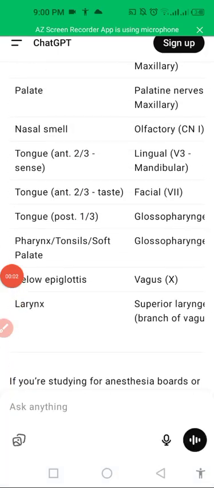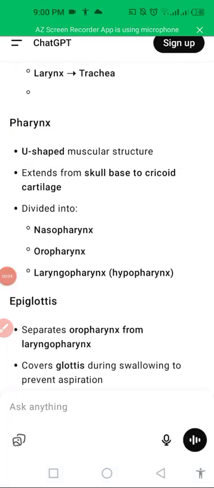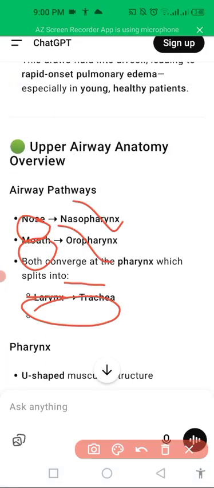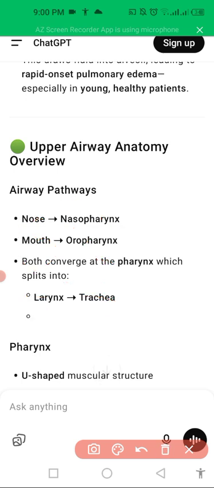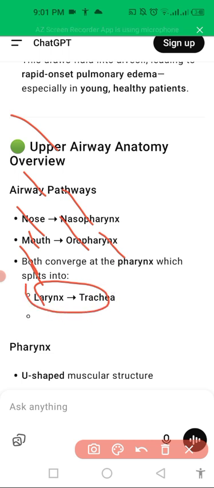Airway passage anatomy, its structure, and its possible complications are very common during ETT tube passage. So upper airway anatomy: the nose has the nasopharynx, the mouth has the oropharynx, and both converge at the pharynx and form the larynx and trachea. The trachea is in front and the esophagus is behind it.